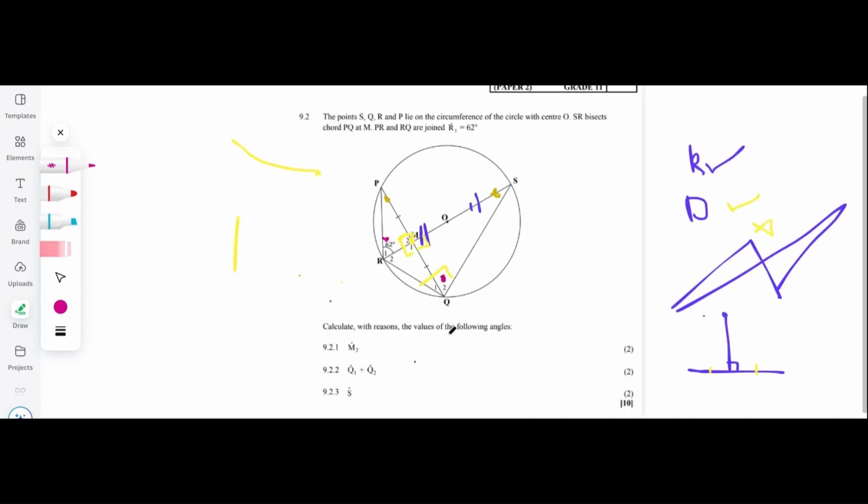Now let's continue on with 9.2.3. What is the value of S? Before we get started, you need to first identify the angles that S is equal to directly, with any generic Euclidean geometry theorems like tan chord, angles in the same segment, etc. We can see that we've marked off S and P with the exact same color, and so we've connected the two as being equal to each other. Why is that? Well, because we said that S equals P because of angles in the same segment.